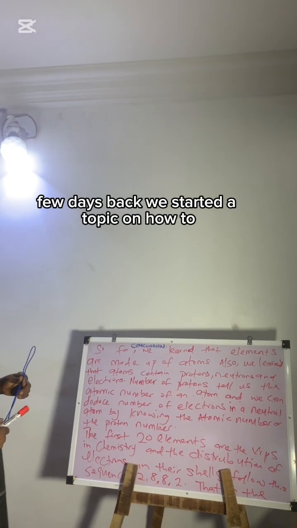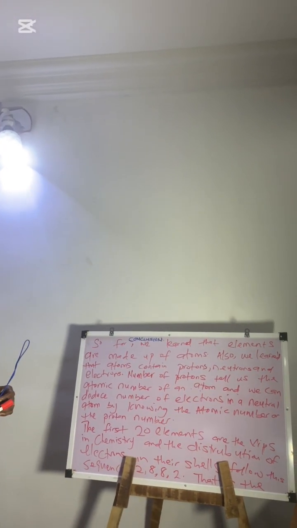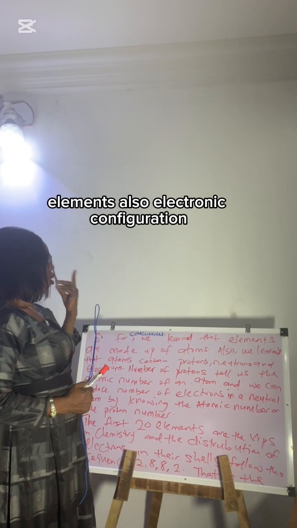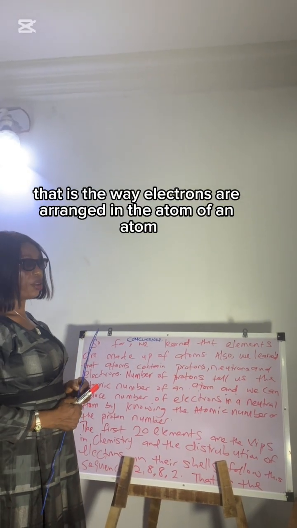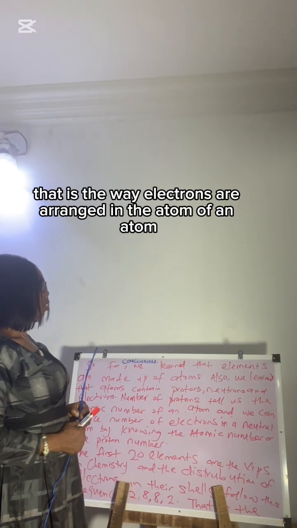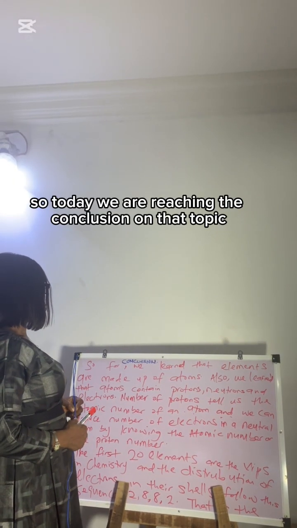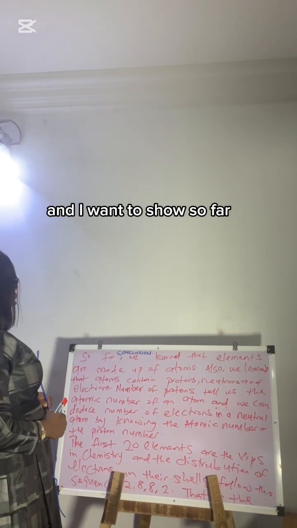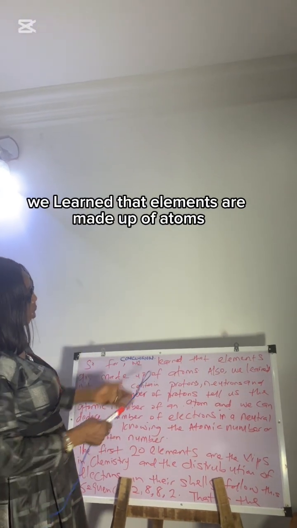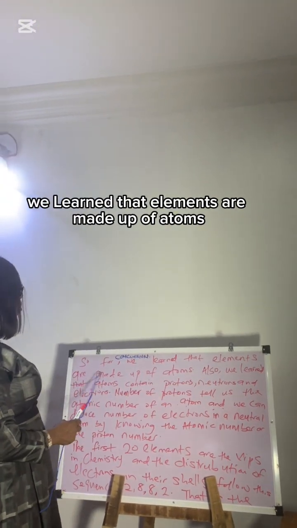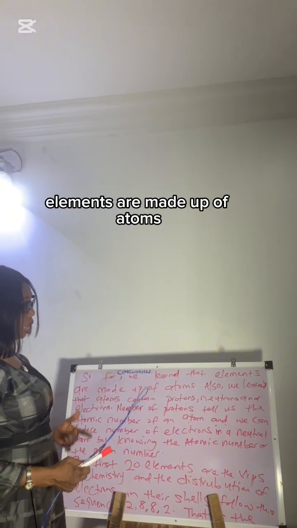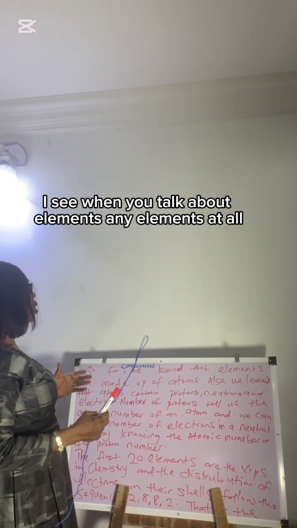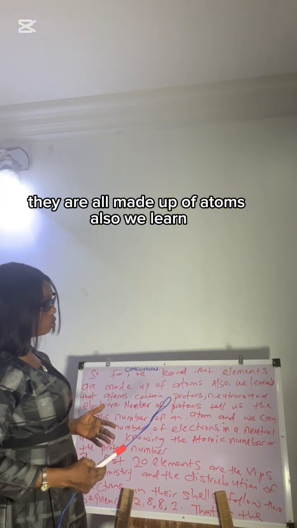A few days back, we started a topic on atom elements, also electronic configuration. That is the way electrons are arranged in the atom of elements. So today we are reaching the conclusion on that topic. So far we learned that elements are made up of atoms. When you talk about elements, any element at all, they are all made up of atoms.